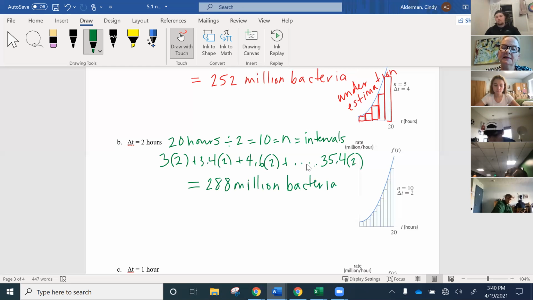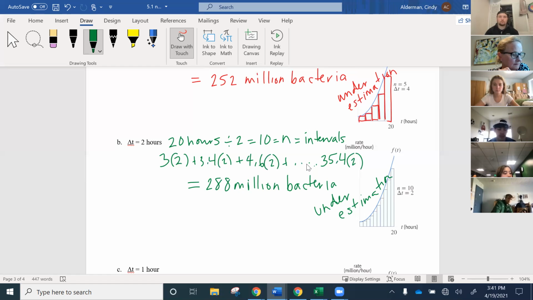And this is still an underestimation. But if you bought into the original idea that if you keep making the interval smaller and smaller, the exact answer will be the exact area under the curve. So if you measure more often, you're going to get a better estimate, right? So really, 288 million is a much better estimate than our original 252 estimate.